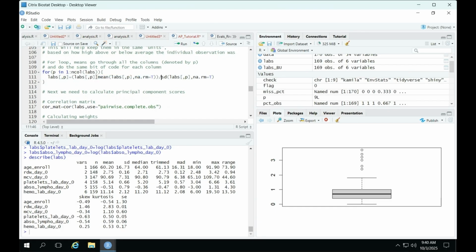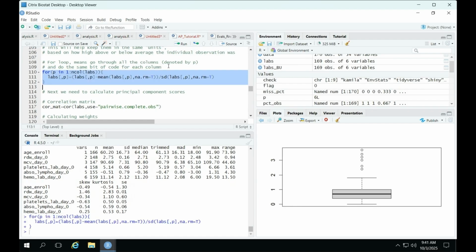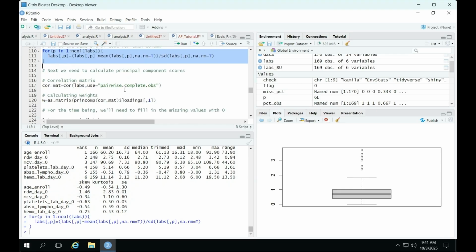And then we'll divide by the standard deviation. That's why it's a for loop, because it's saying go through all the columns from 1 to however many columns there are and change the value of p. And this variable will shift it each time, so that way we represent each column in the analysis. Now that we've run that, we can start doing the analysis.